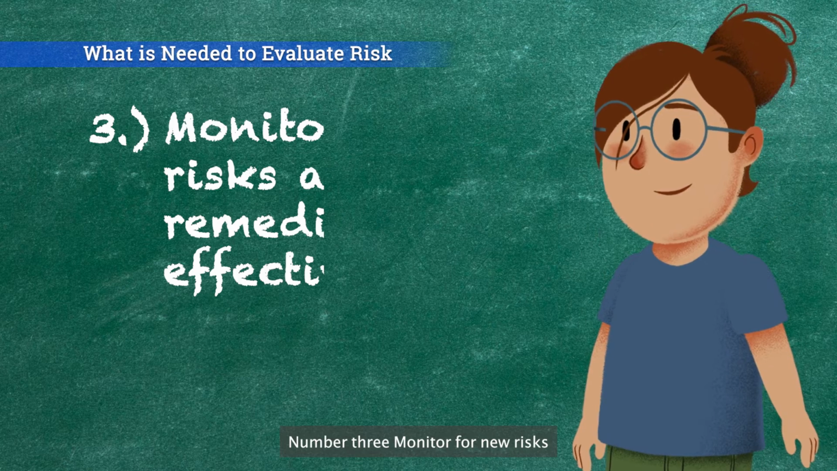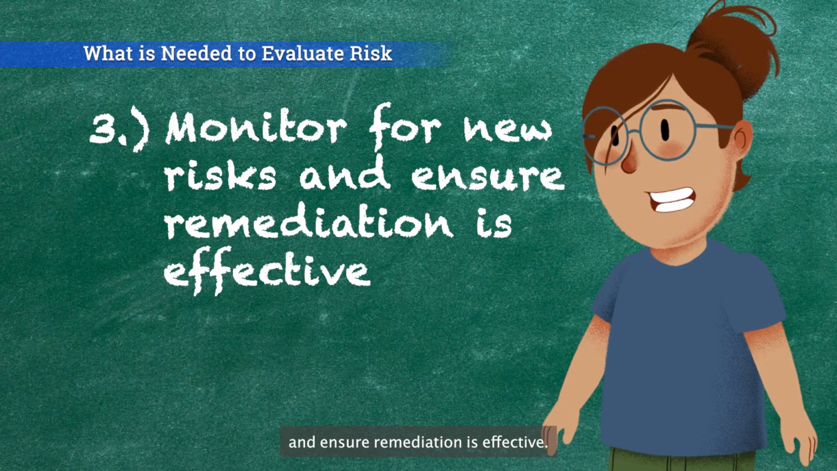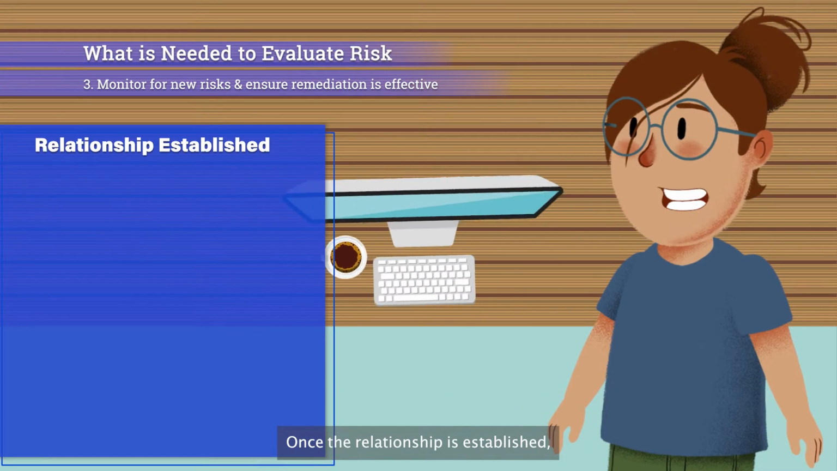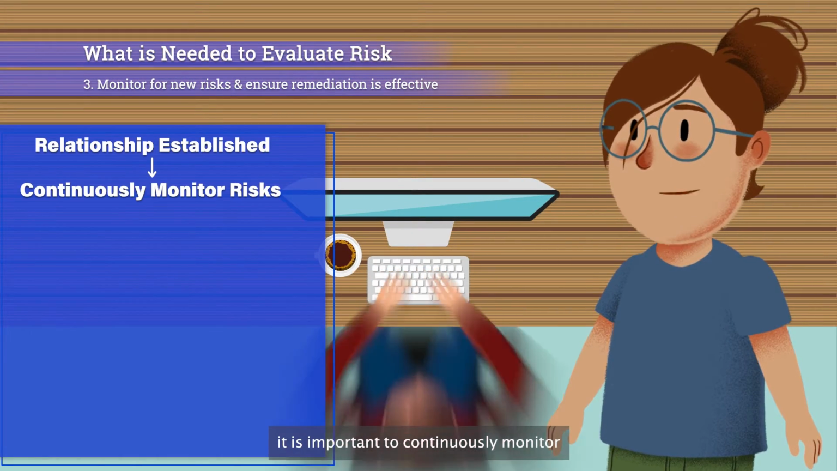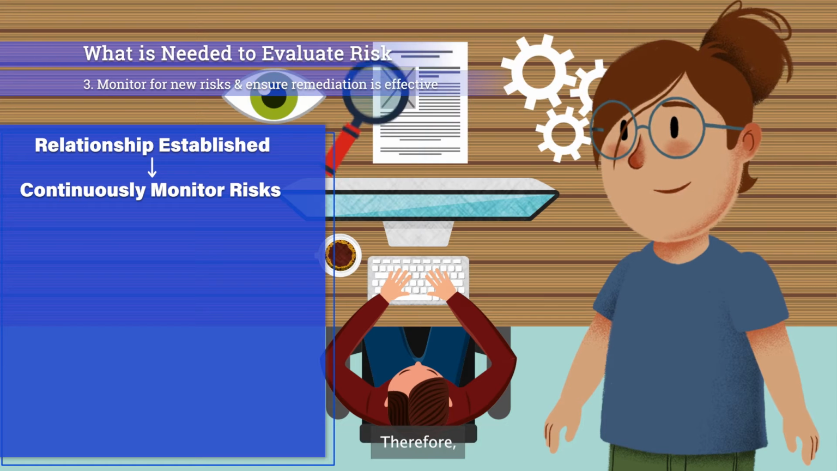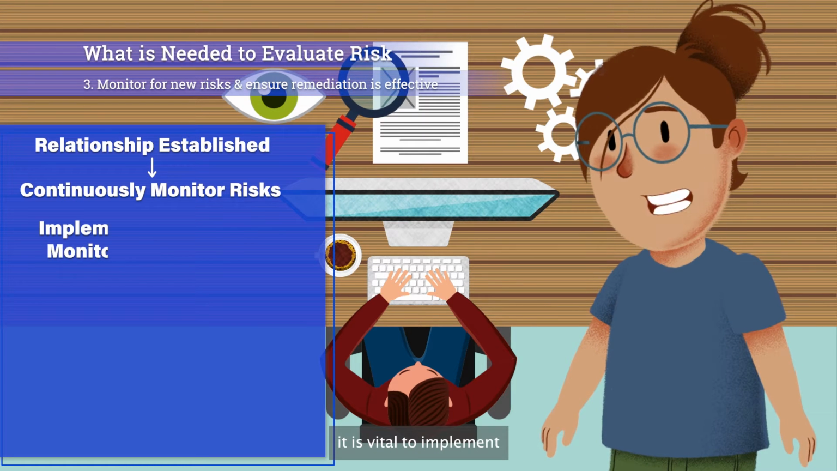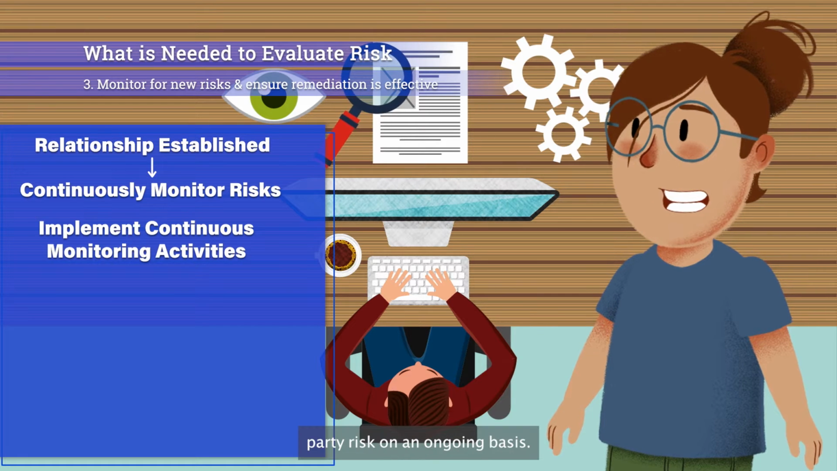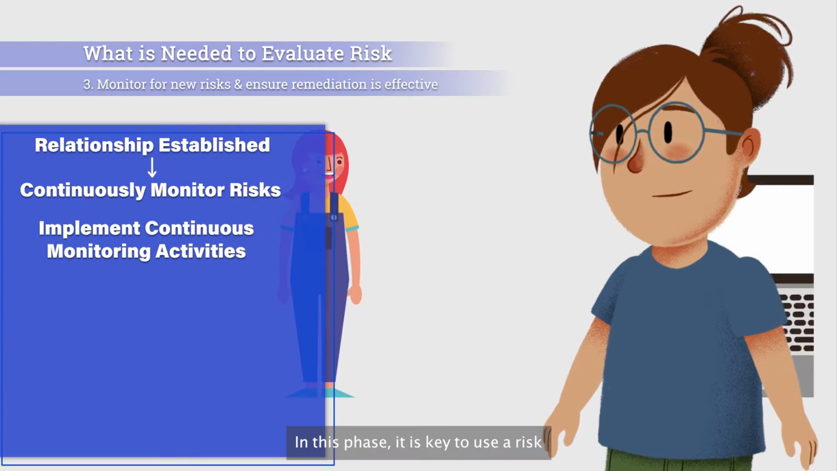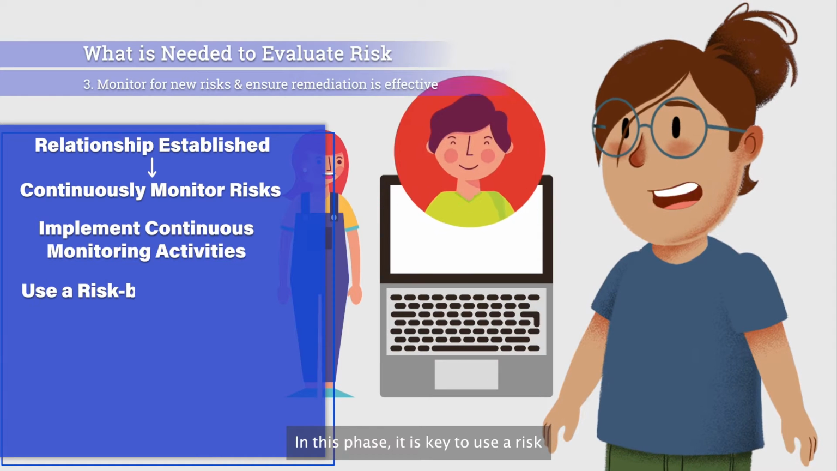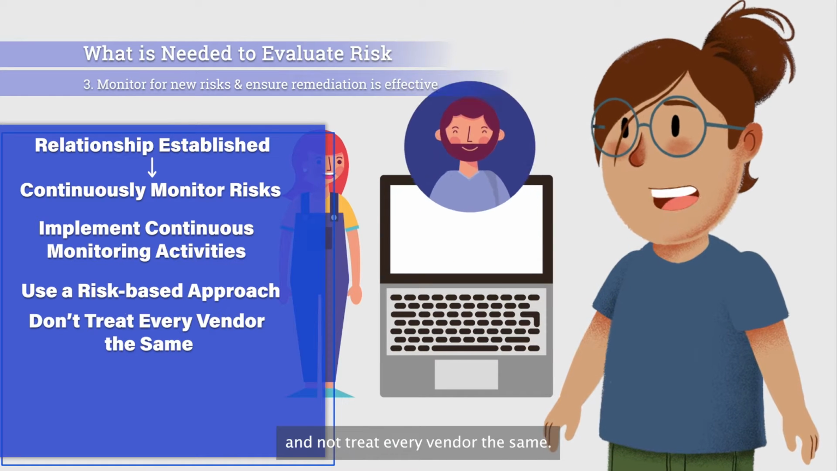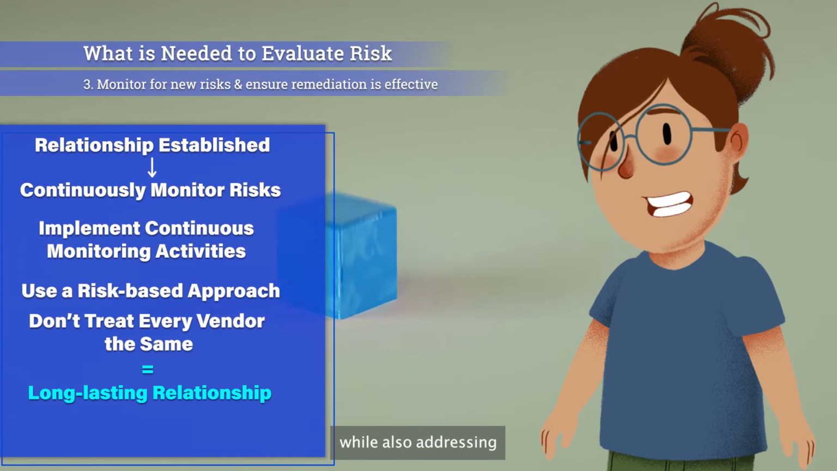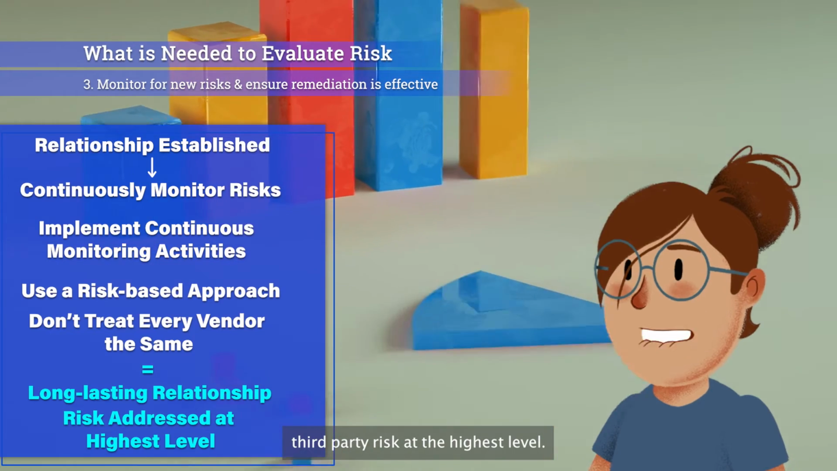Number 3, monitor for new risks and ensure remediation is effective. Once the relationship is established, it is important to continuously monitor the risk of your third party. Therefore, it is vital to implement continuous monitoring activities to evaluate third-party risk on an ongoing basis. In this phase, it is key to use a risk-based approach and not treat every vendor the same. This will ensure a long-lasting relationship, while also addressing third-party risk at the highest level.